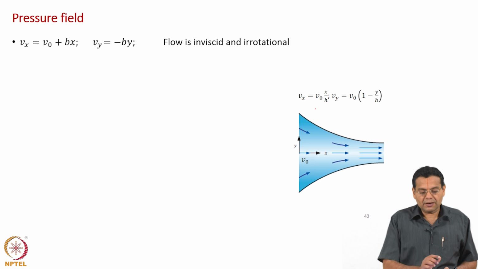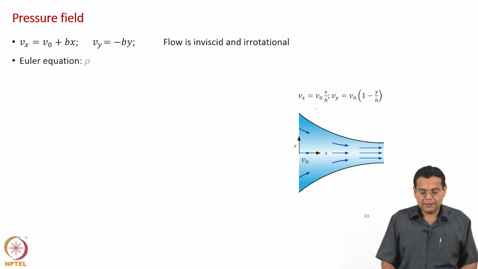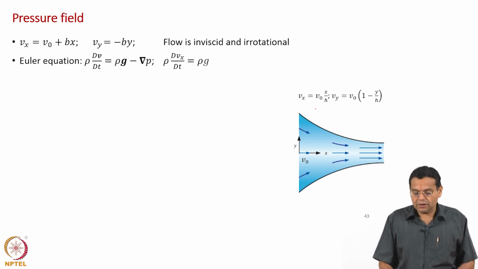Let us start with the velocity field in the Vx and Vy direction, and now the flow is inviscid and irrotational. So, we will take the Euler equation and write the components of the Euler equation, the x component and the y component.